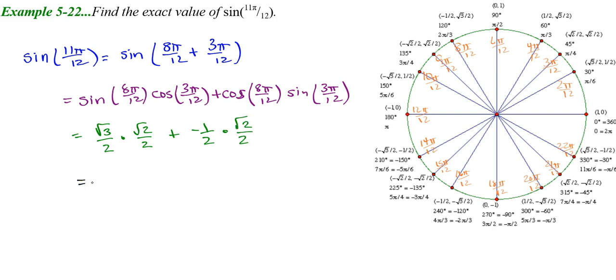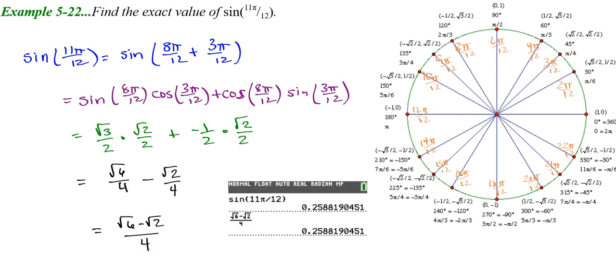So again, now I'm going to just do the arithmetic. So we get radical 6 over 4 minus radical 2 over 4. And then again, I can combine those together. This is radical 6 minus radical 2 over 4. And again, you can see from a check of the calculator that my answer is correct.